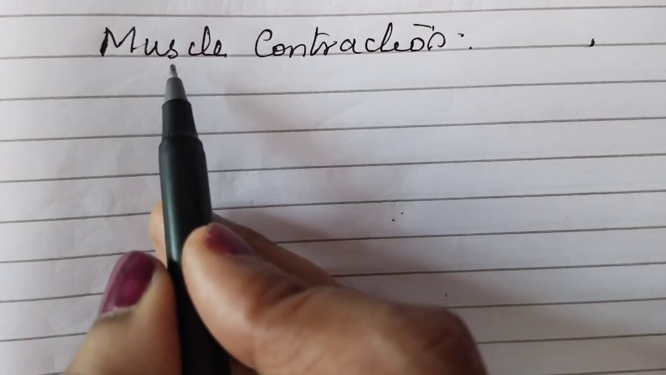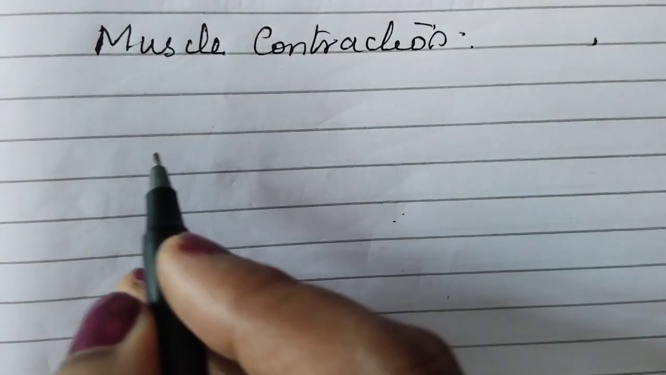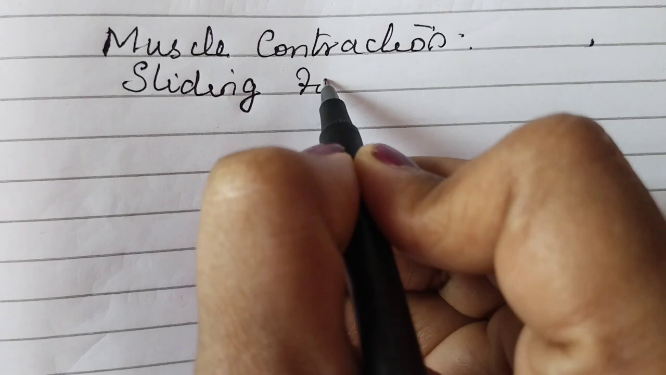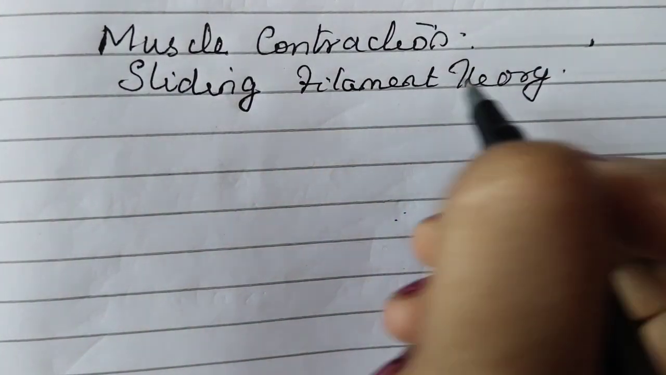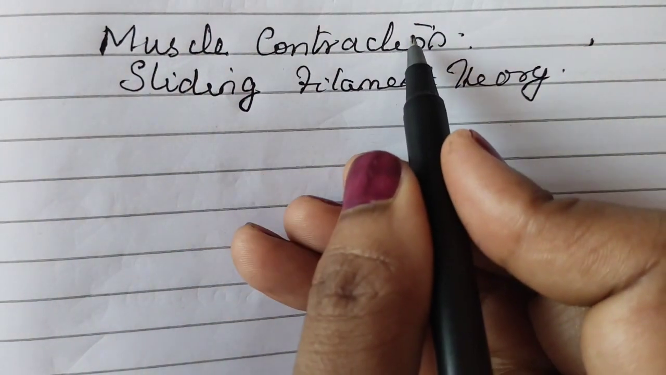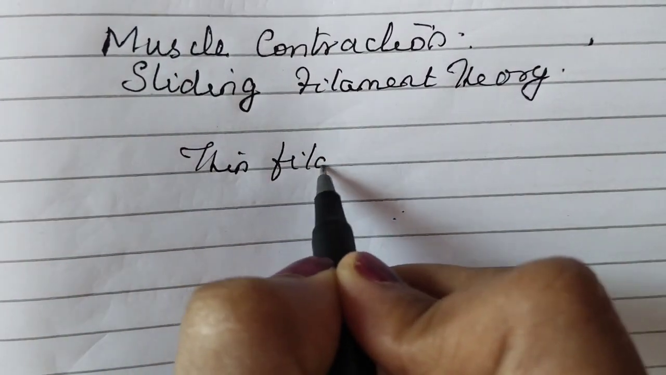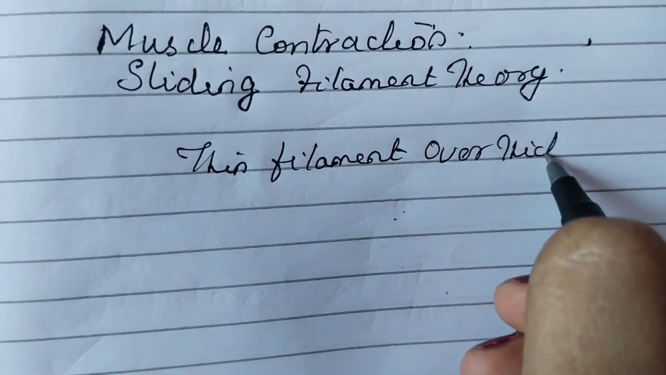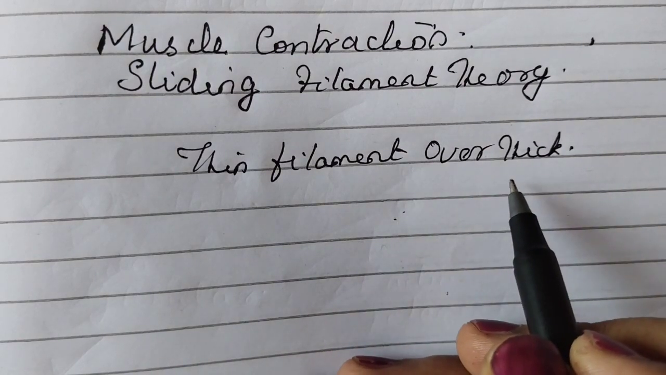Now we are going to study a 5-mark question, that is muscle contraction mechanism. Mechanism of muscle contraction is well explained by a theory called sliding filament theory. What does this theory state? The theory states that contraction of the muscle fiber occurs by sliding of thin filament over the thick filament. So we know that thin filament is made up of actin, whereas thick filament is made up of myosin.